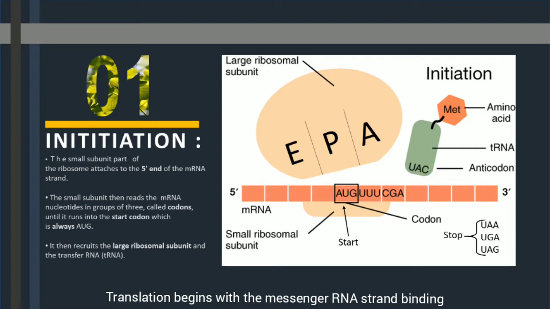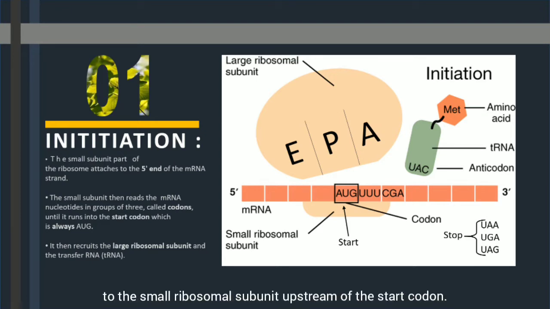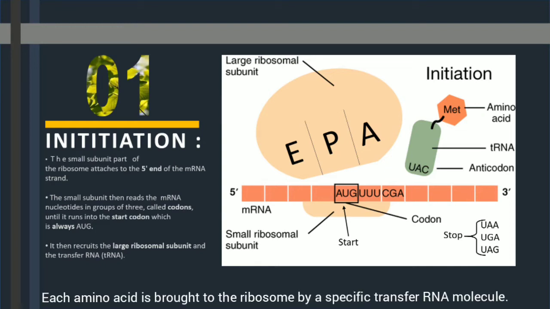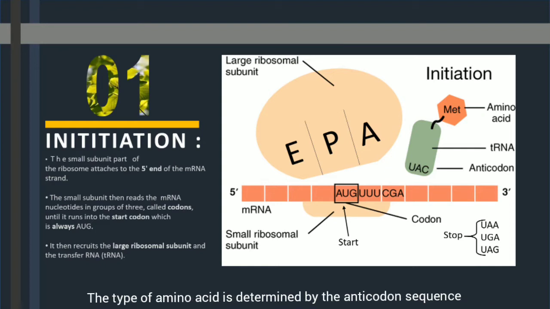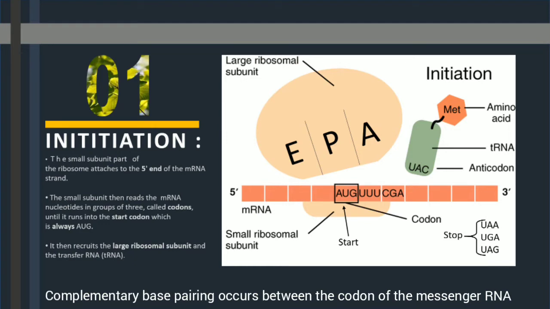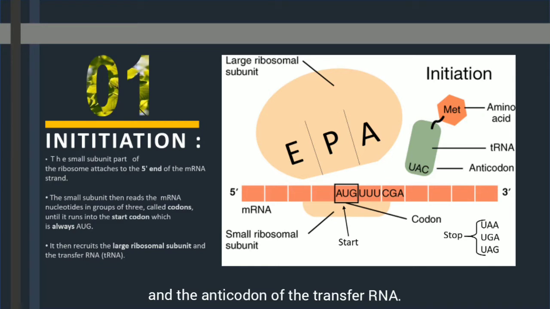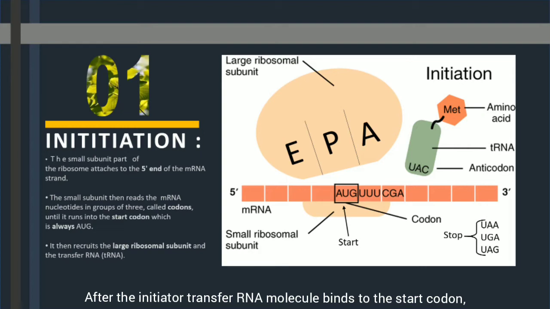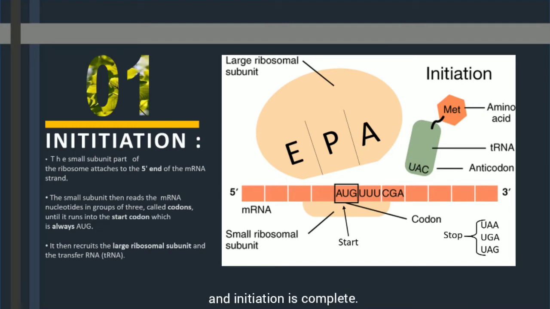Translation begins with the messenger RNA strand binding to the small ribosomal subunit upstream of the start codon. Each amino acid is brought to the ribosome by a specific transfer RNA molecule. The type of amino acid is determined by the anticodon sequence of the transfer RNA molecule. Complementary base pairing occurs between the codon of the messenger RNA and the anticodon of the transfer RNA. After the initial transfer RNA molecule binds to the start codon, the large ribosomal subunit binds to form the translation complex, and initiation is complete.